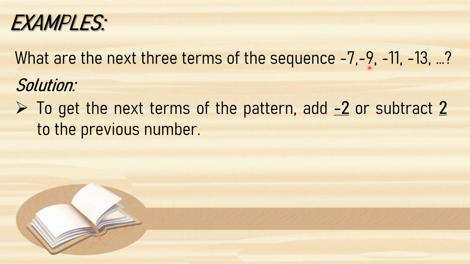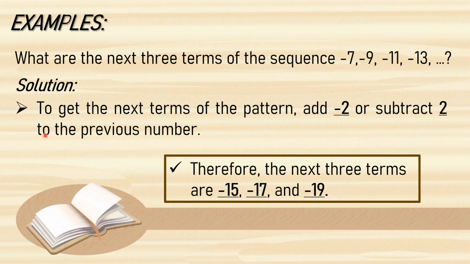Kaya nakuha natin yung negative 9 is negative 7 plus negative 2 is negative 9. Negative 9 plus negative 2 is negative 11. Negative 11 plus negative 2 is negative 13. Kailangan natin kuhanin ang next 3 terms. Therefore, the next 3 terms are negative 15, negative 17, and negative 19. Yung negative 13, nag-add tayo ng negative 2, kaya naging negative 15. And then negative 15 plus negative 2 is negative 17. And negative 17 plus negative 2 is negative 19.